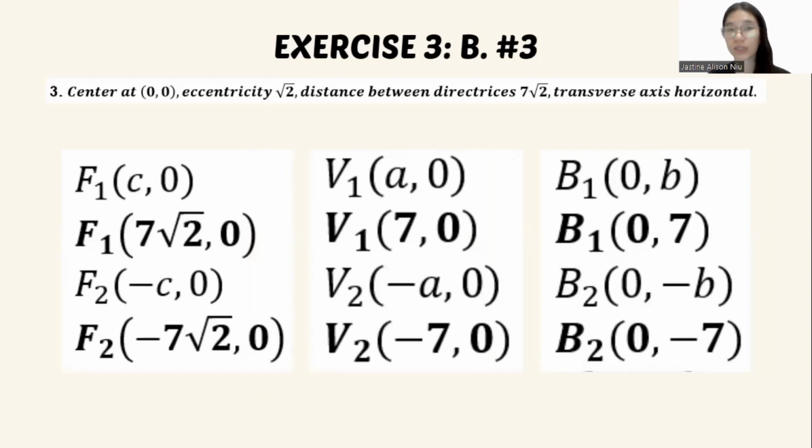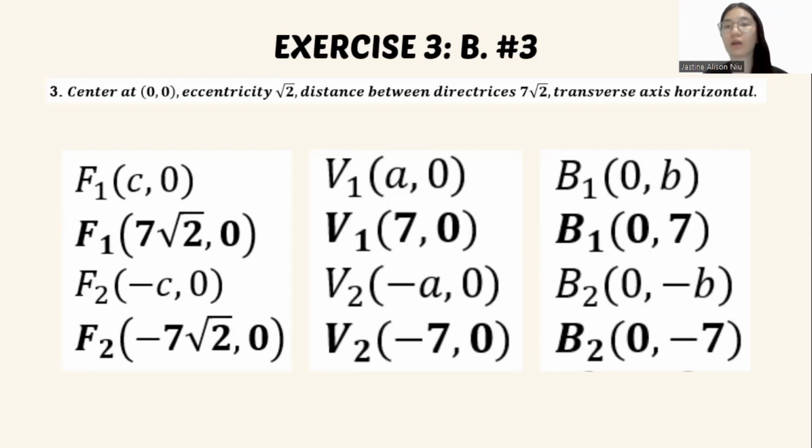Then we will find the foci. So in foci 1, the given is C and 0. So it will be F1 equals to 7 square root of 2 and 0. Then the other foci is, we will just negate the letter C. So it will be negative 7 square root of 2 and 0. Then the vertices are, so we know that letter A, the value of A is 7. So it will be 7 and 0. Then the other vertex, the A will be negated. So it will be negative 7 and 0.